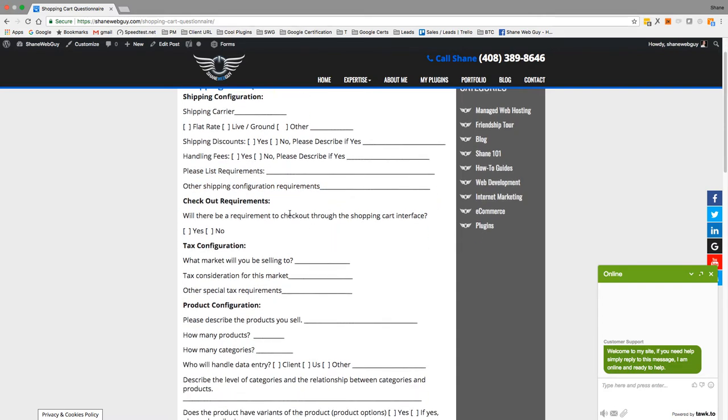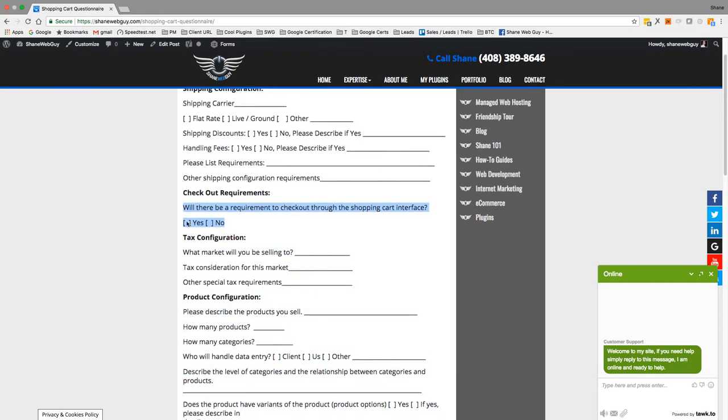Okay, let's go to checkout requirements. Will there be a requirement to check out through the shopping cart interface? Almost all of them are going to be yes. Sometimes it's a third party, where it's just added into the site through an iframe or whatever.